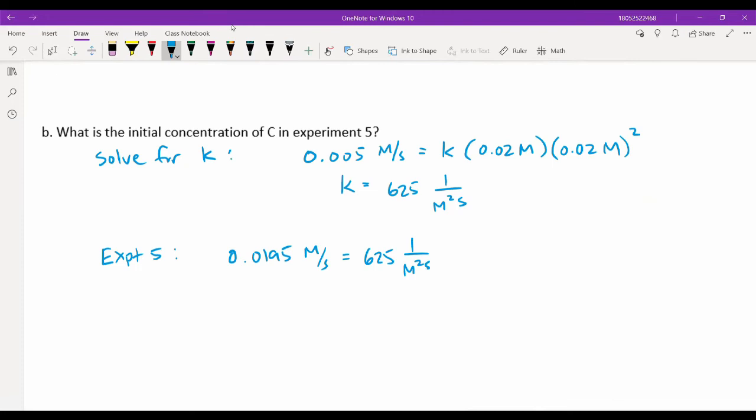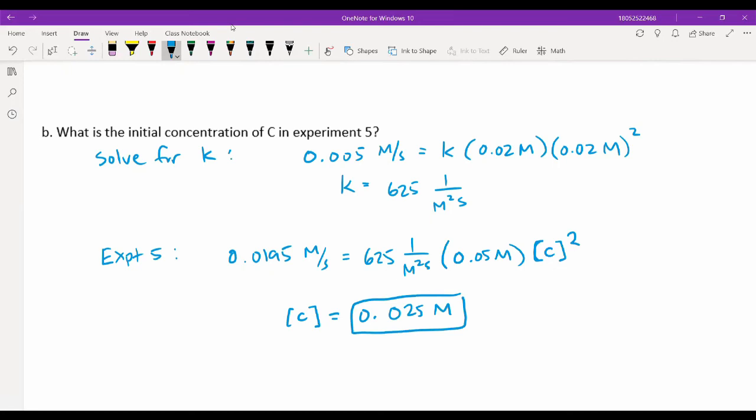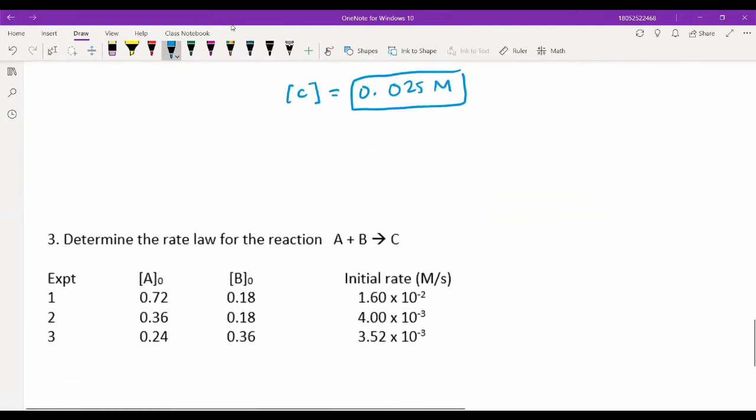And oh yeah, we don't need B, we just need A. So A is 0.05. C, I'll just write concentration of C squared, or you can write X squared. And then solve for that. Don't forget to square root. This should be 0.025 moles per liter. Okay, you can always check by plugging that in, seeing if you get the right rate. Okay, so that's another typical kind of problem.